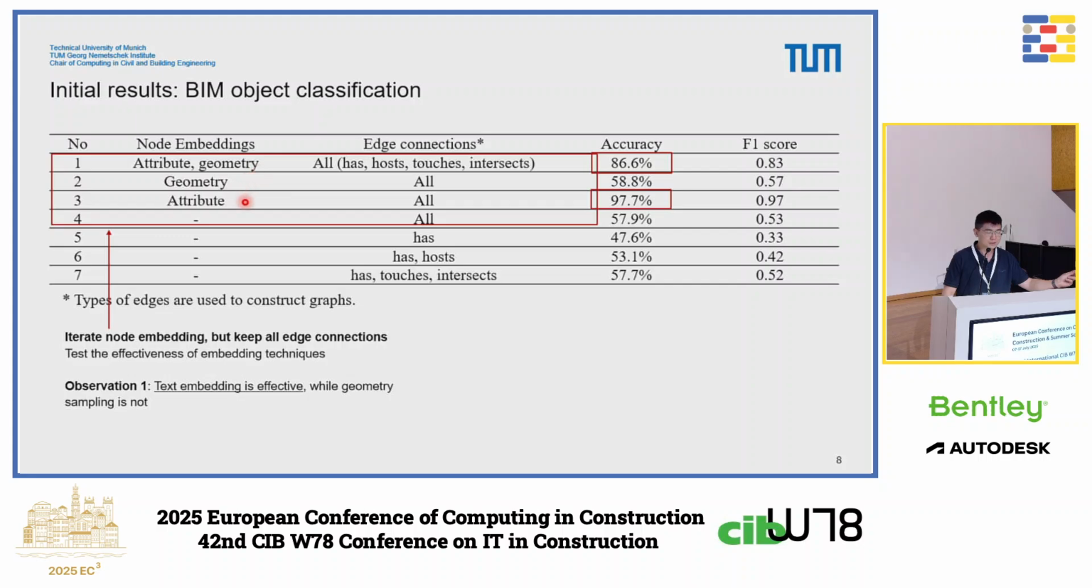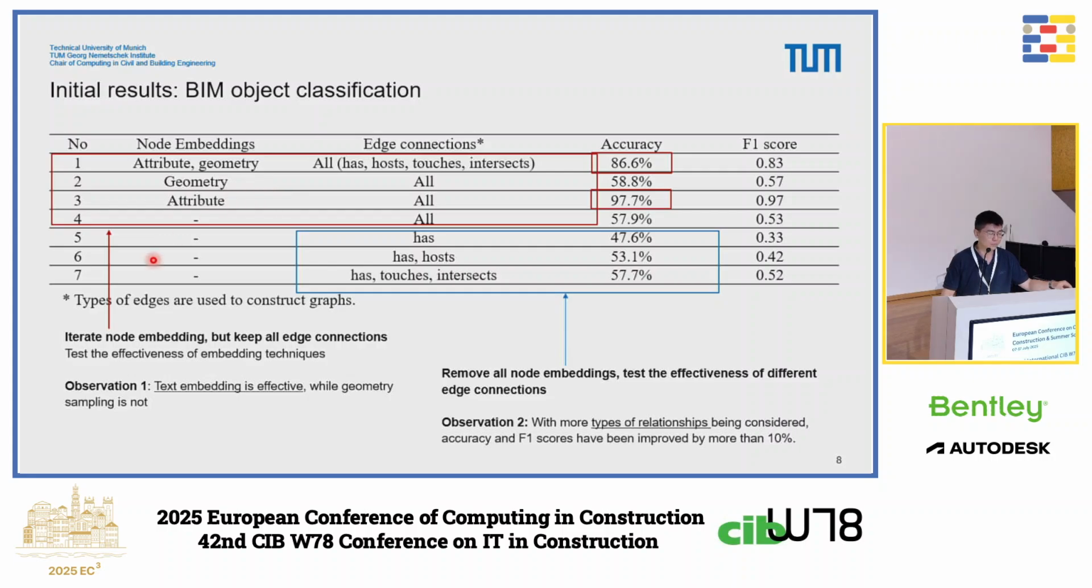You can see the results are pretty interesting. When we consider all the embeddings here, the accuracy achieves almost 87%, which is lower than only considering the attribute embedding. So from the first 4 experiments, we observed that the text embedding by large language models is pretty effective, while the geometry zamping technique is not.